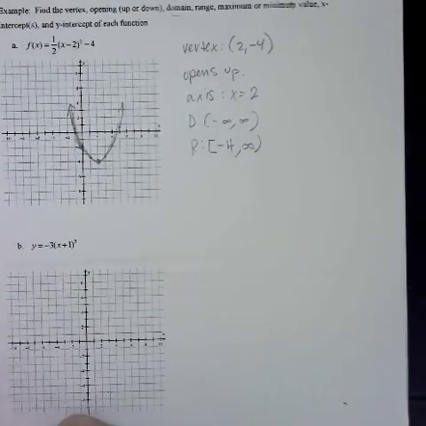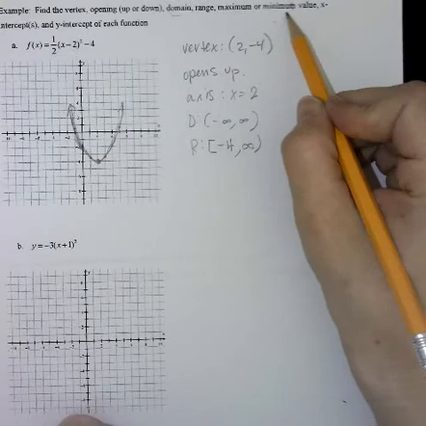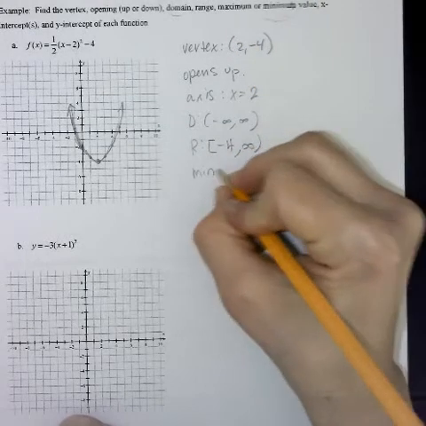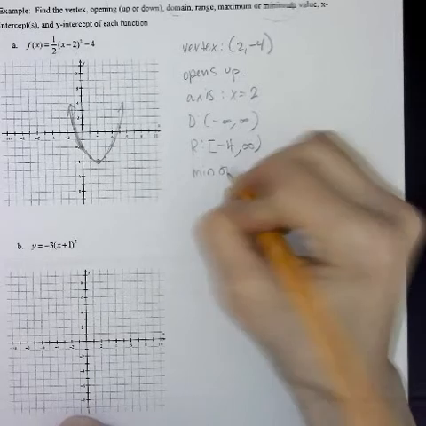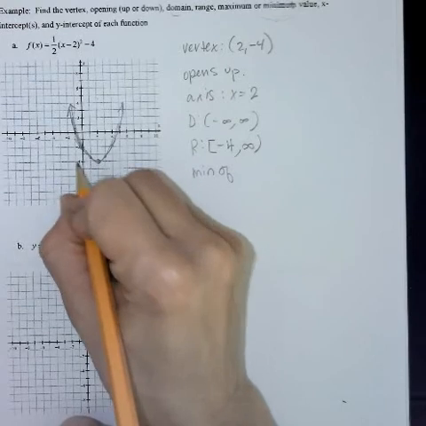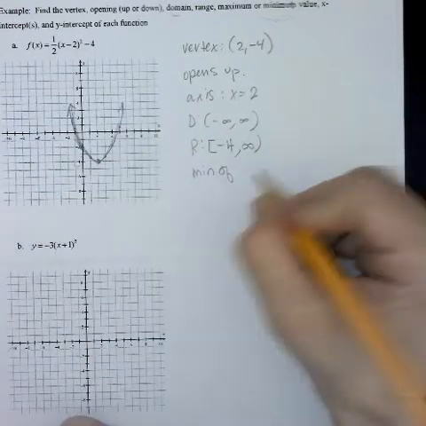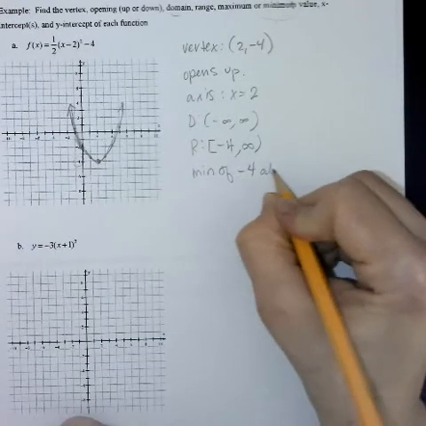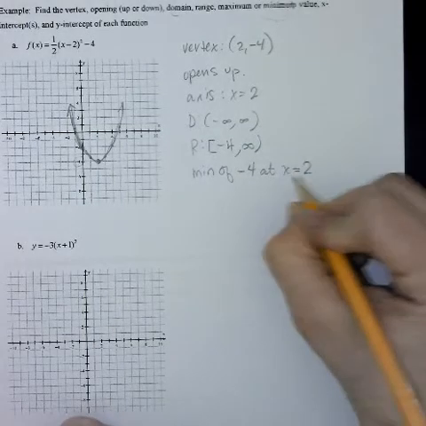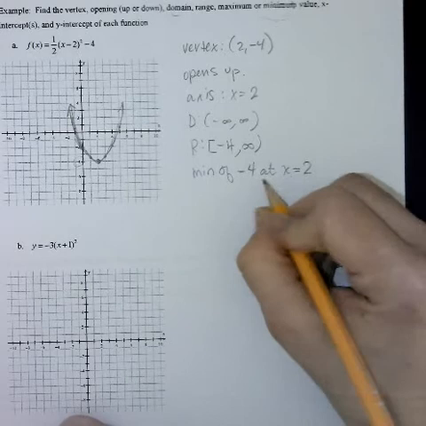The max or min, of course you need to identify which one. It's going to be a min. So a minimum of, and the minimum value is not the point, it's the y-coordinate. It's -4. And that occurs at x = 2. So in other words, when you plug in 2, you get the minimum output of -4.